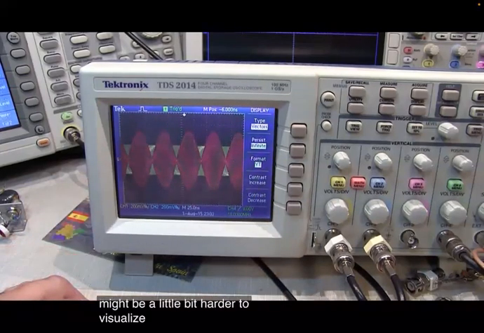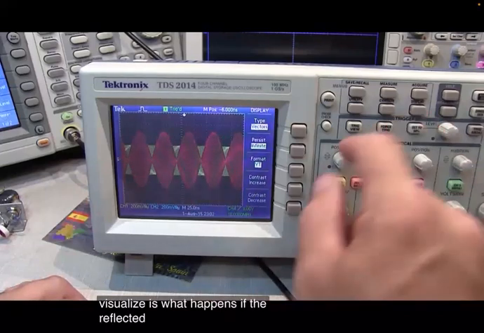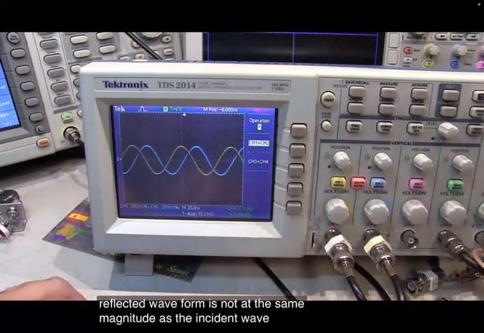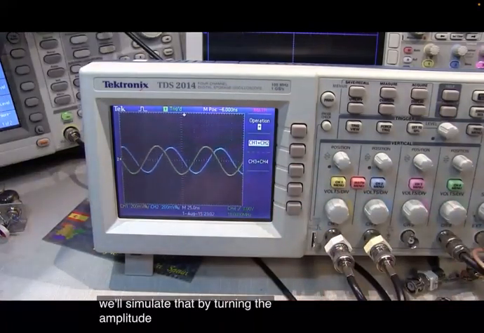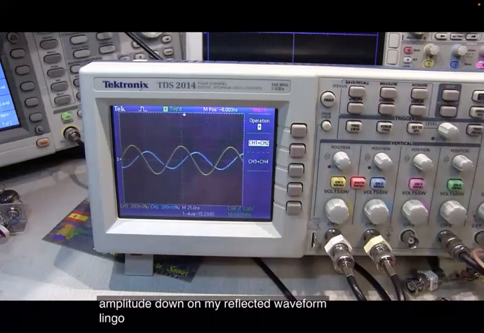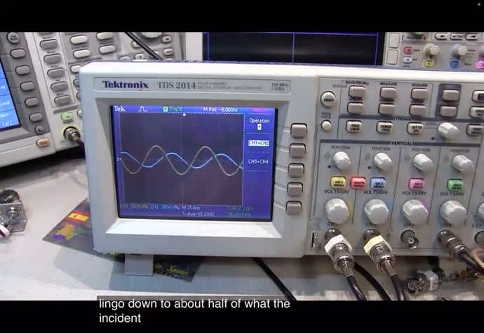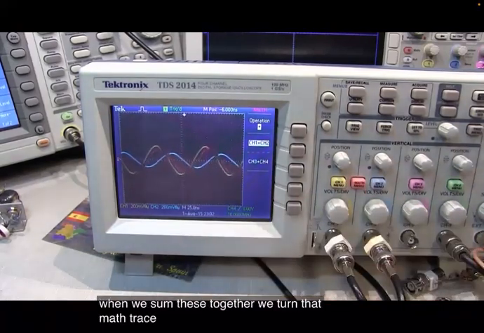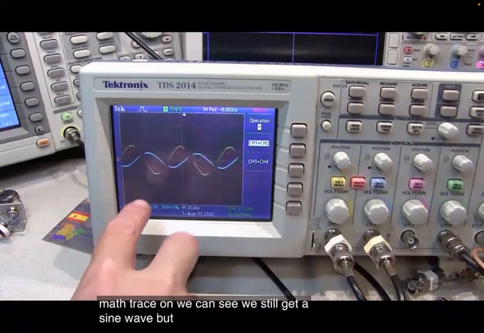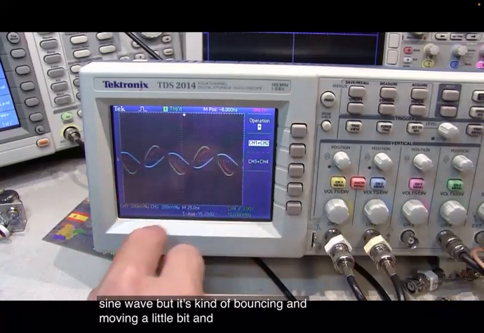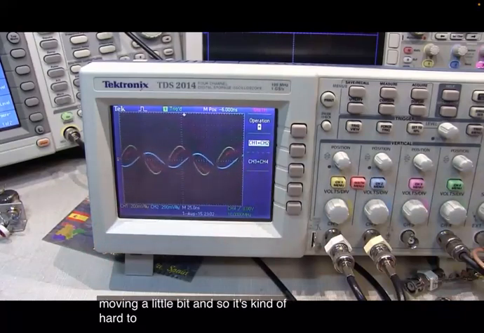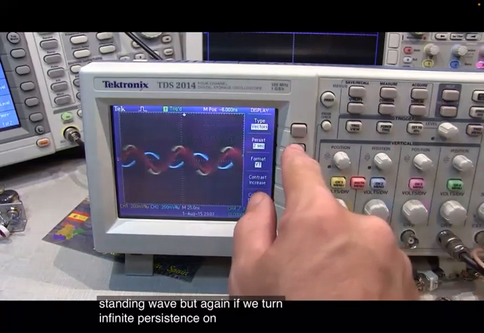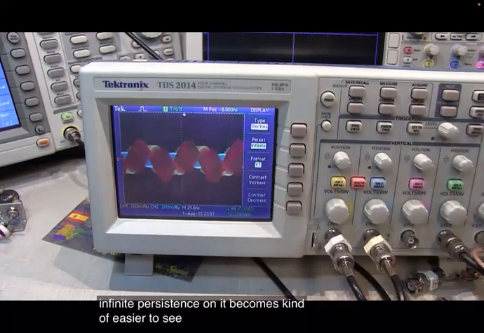Now, it might be a little bit harder to visualize what happens if the reflected waveform is not at the same magnitude as the incident waveform. So I'll simulate that by turning the amplitude down on my reflected waveform to about half of what the incident waveform is. What happens when we sum these together? If we turn that math trace on, we can see we still get a sine wave, but it's bouncing and moving a little bit, so it's hard to see what would happen with the standing wave. But if we turn infinite persistence on, it becomes easier to see.